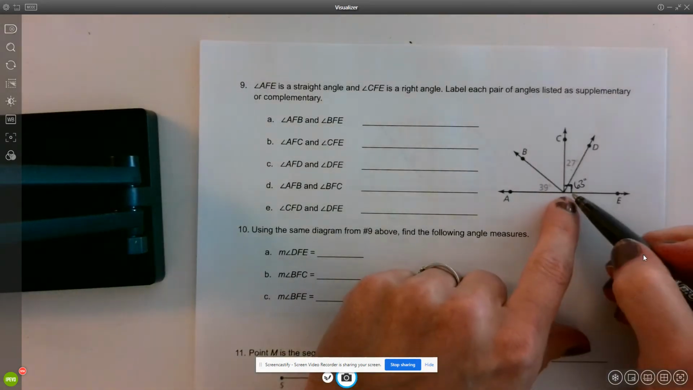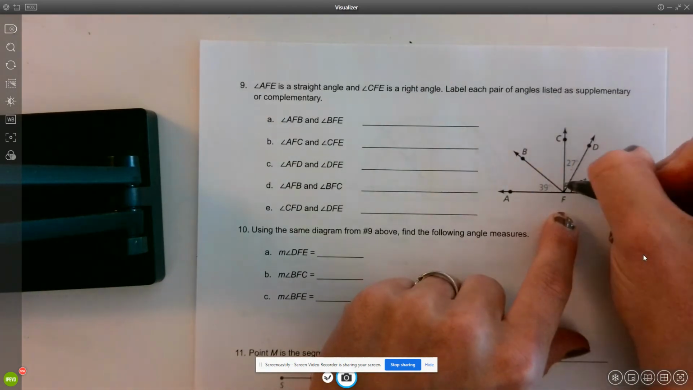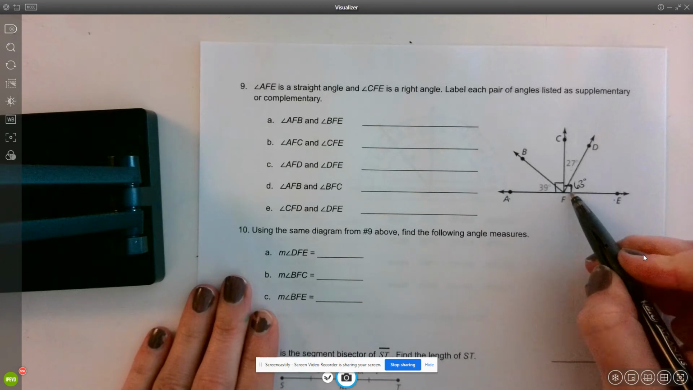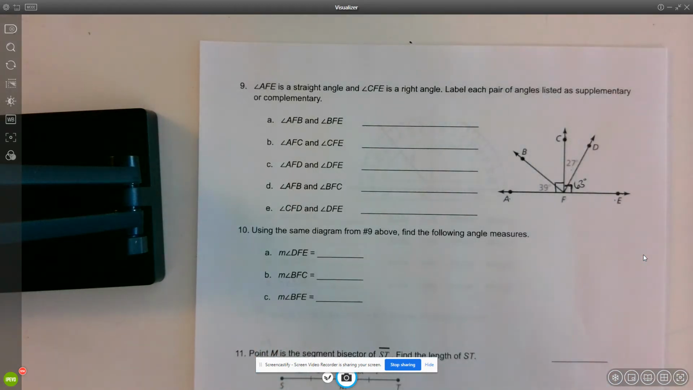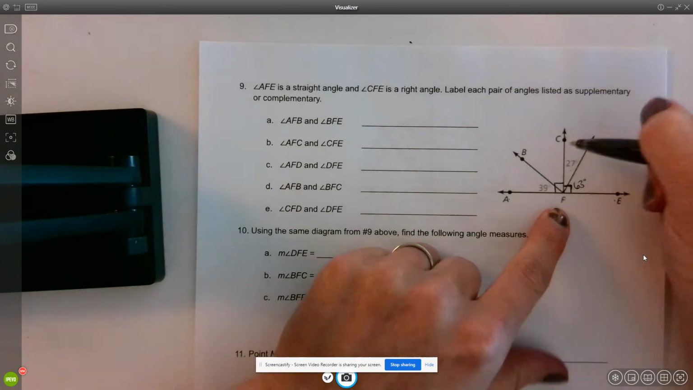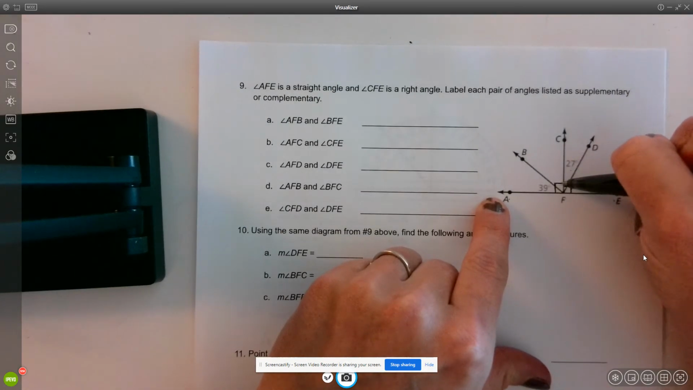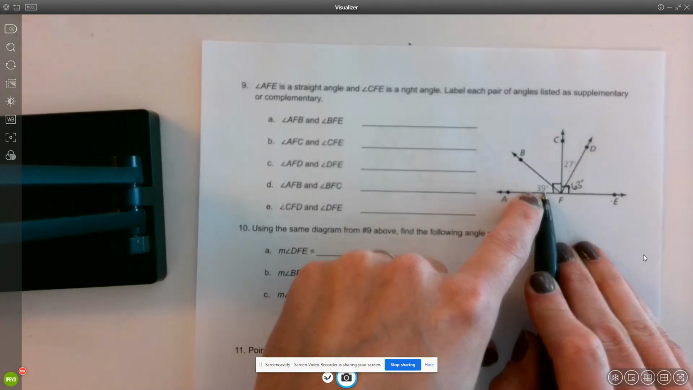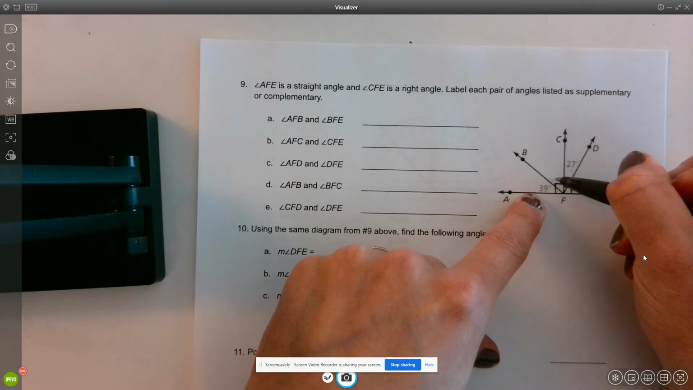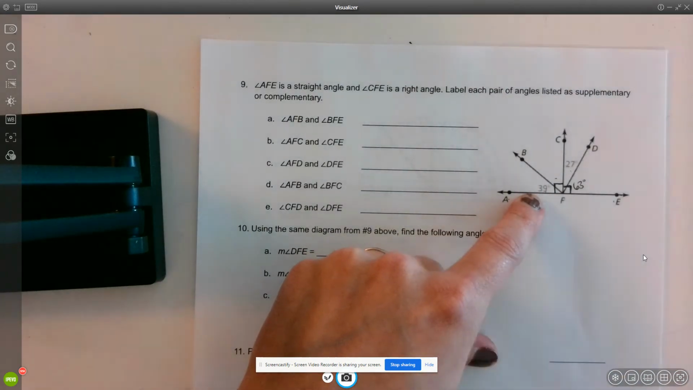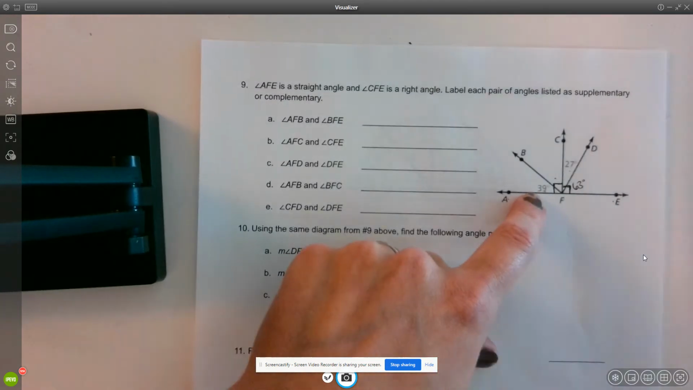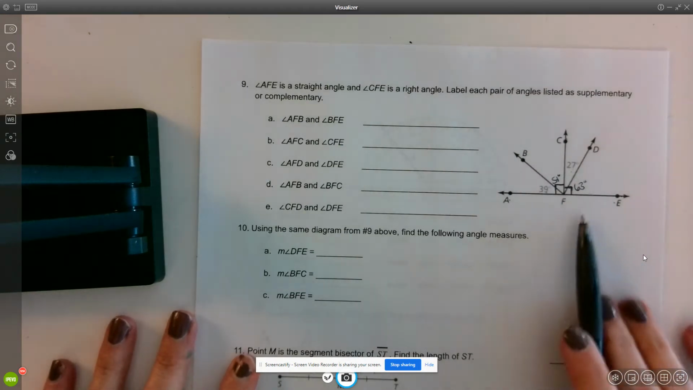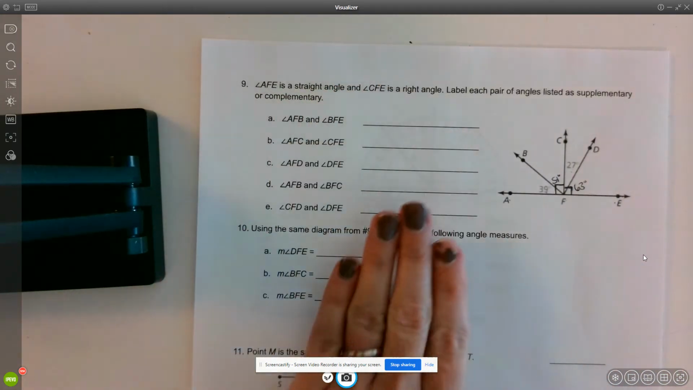I also know that if angle CFE is 90, angle CFA also has to be 90 because these two make a straight line. They make a straight angle, which is 180. And so if angle CFA is 90 degrees and this little angle BFA is 39 degrees, I can find this angle by doing 90 minus 39. And when I do that, I get this angle's 51 degrees. And so I have all these measures of these angles, which will make answering A through E easier.